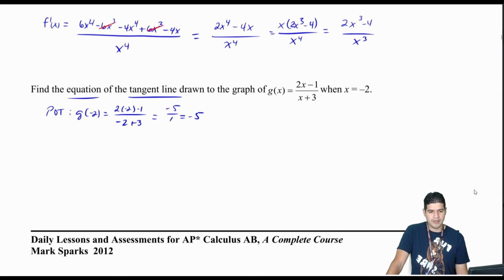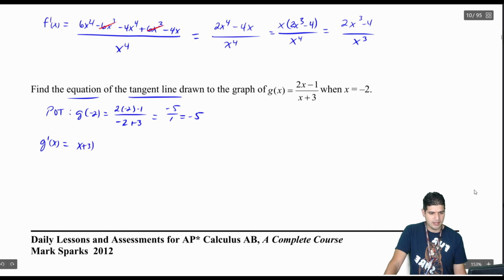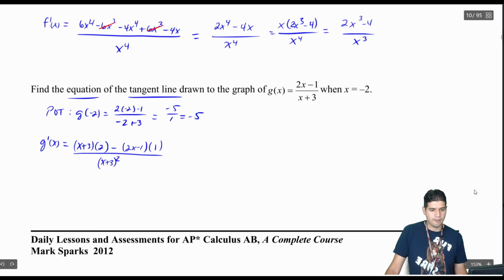Now let's find the slope of the tangent line. Well, in order to do that, I need to find g prime of x. So let's find g prime of x. So that's going to be x plus 3 times 2. So it's the derivative of the numerator minus high, so 2x minus 1 times the derivative of the denominator, so 1, and square the denominator. Away we go. All right, so I want to find the slope of the tangent line, and in order to do that, I need to find g prime of negative 2.